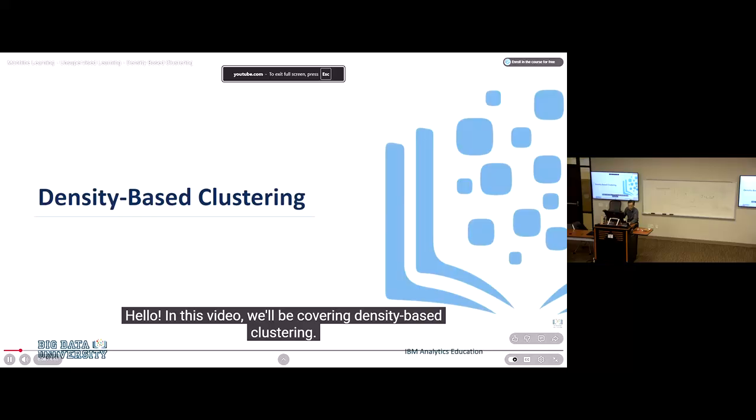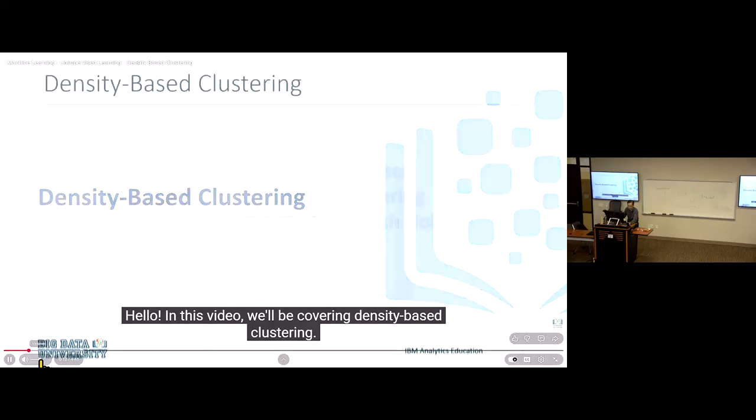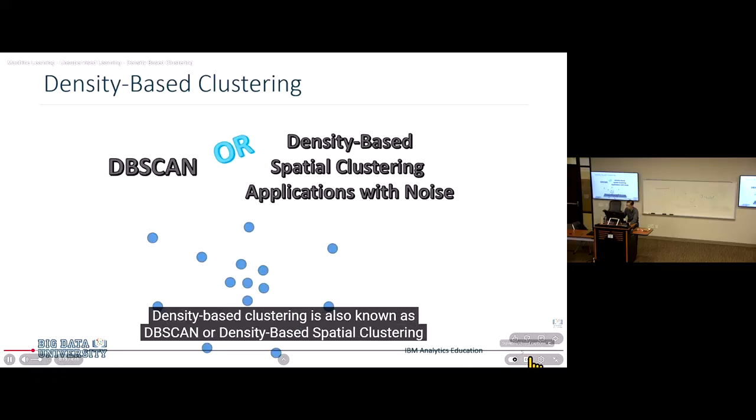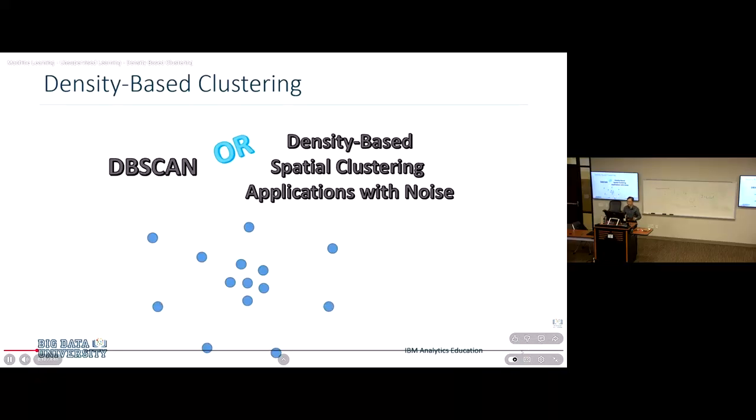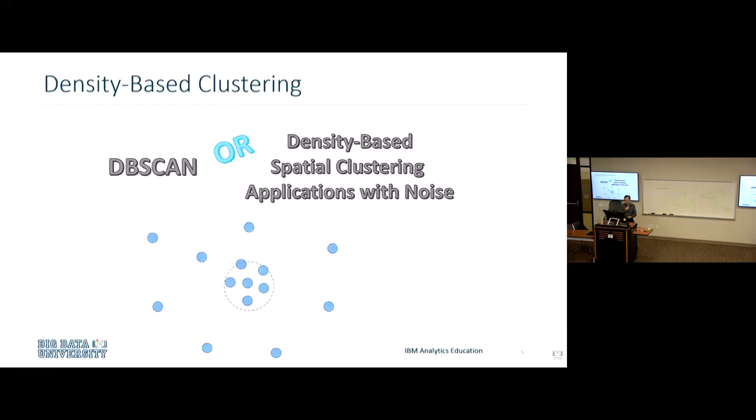Hello! In this video, we'll be covering density-based clustering. Density-based clustering is also known as DBSCAN, or density-based spatial clustering of applications with noise. It works by defining a cluster as the maximal set of density-connected points.